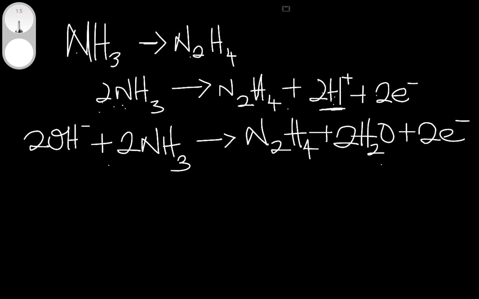Okay, so let's count our charges. We have two negatives here, we have two negatives here. Okay, and then we count our different atoms here, and they are all complete. So we can say now that this is balanced. So simply, this is how you balance half reactions in basic solutions.